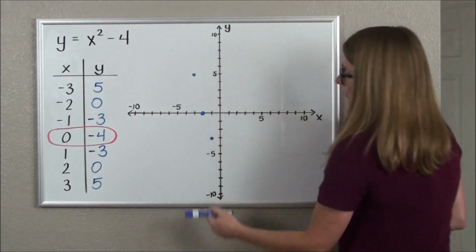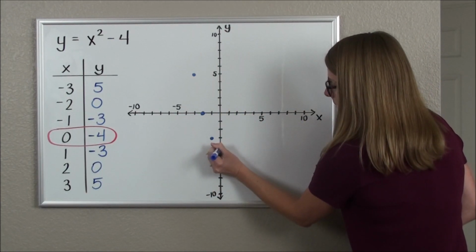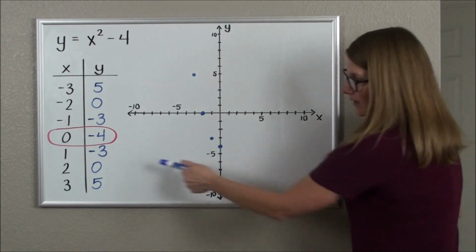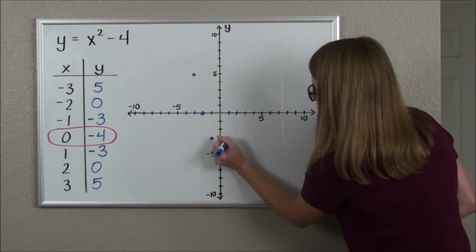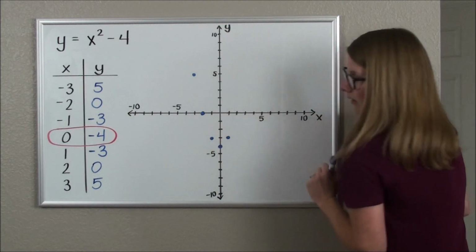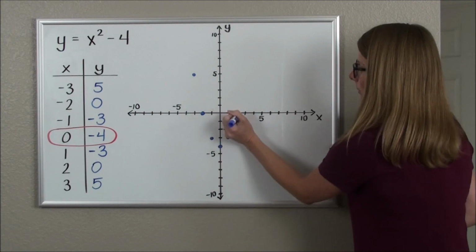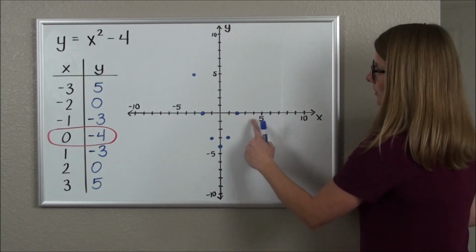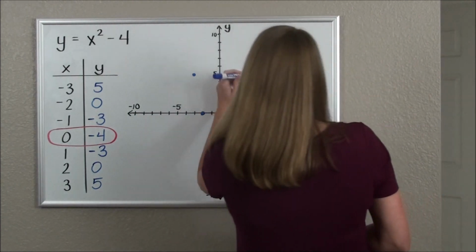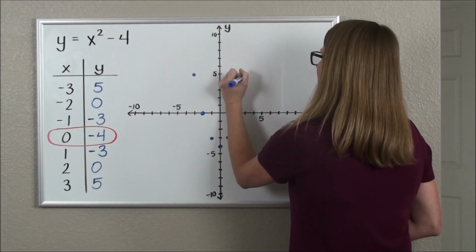0, -4 says don't go left or right, simply go down 4 and plot a point. And then after that we have 1, -3, which says go right 1, down 3. Then we have 2, 0, which says go right 2, but don't go up or down. And then we have 3, 5, which says go to the right 3 and up 5. And that puts us about there.